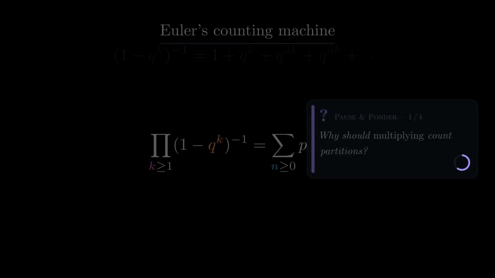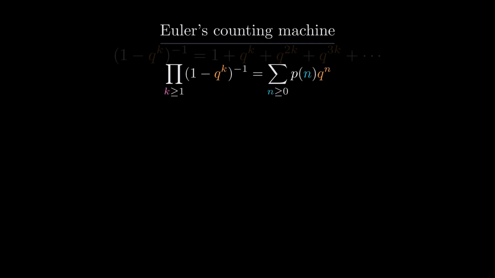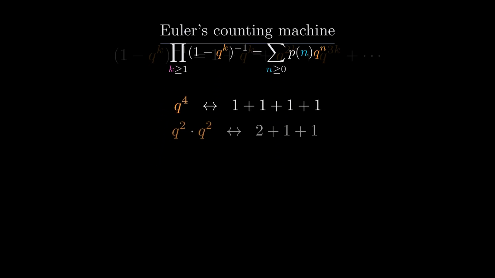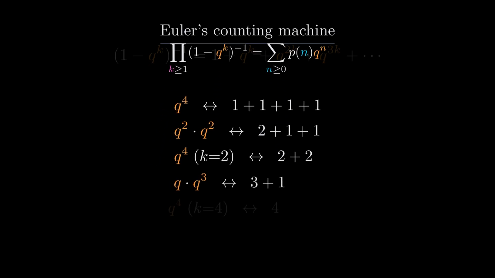Here's the answer. To build a q to the 4, you pick one power from each factor so the exponents add up to 4. Every such choice is a partition of 4, and there are exactly 5 of them. The product doesn't approximate the count. It is the count. So the whole problem just moved. Counting partitions is now reading a coefficient off one infinite product.